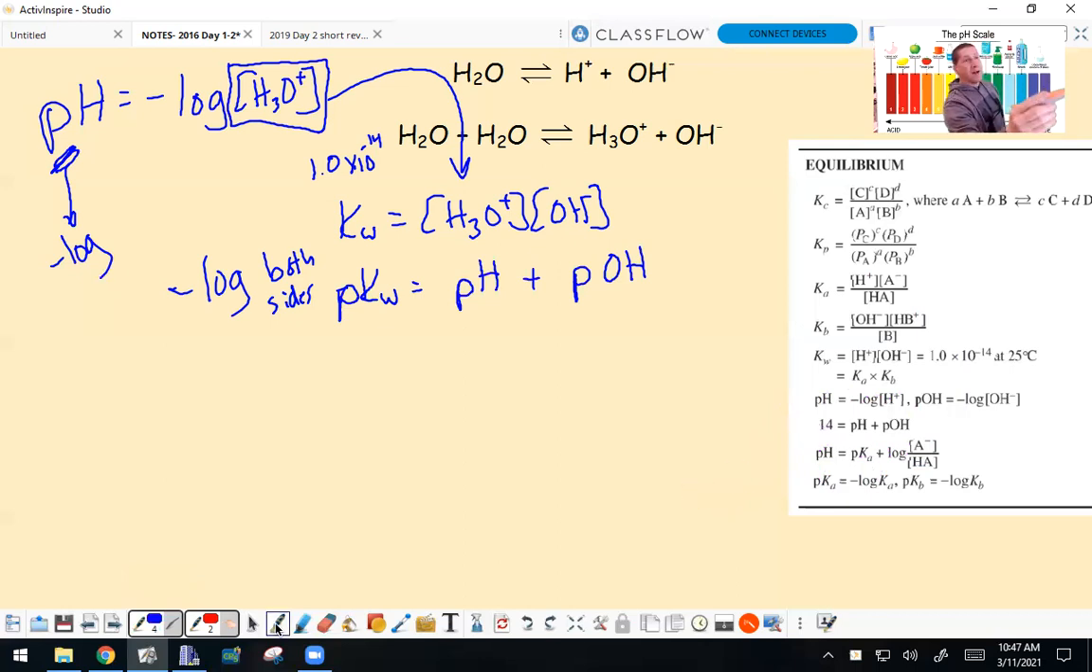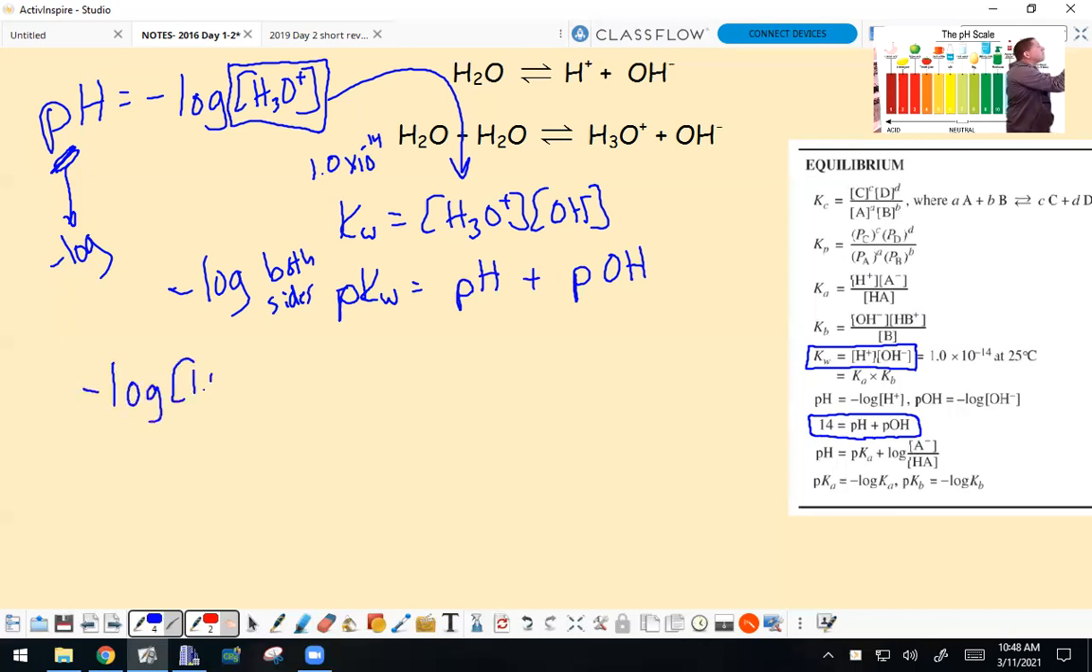All right, so here's our Kw. So Kw, first equation. And you can see they give you that Kw is equal to... All right, so now we've taken the negative log of both sides and we have this one. But they don't have pKw there. pKw is something you need to know. So if you take the negative log of 1.0 times 10 to the minus 14.